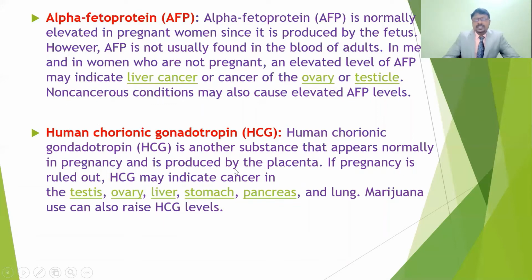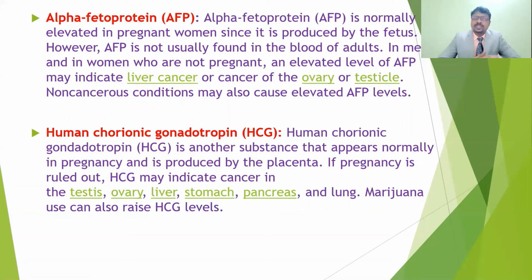So in those conditions, if anybody has increased HCG levels, it indicates testis, ovary, liver, stomach, and also lung cancer. One more thing: marijuana, opium, or ganja can also be one of the causative factors that may raise these HCG levels. So if you know all this information, we can easily differentially diagnose it.